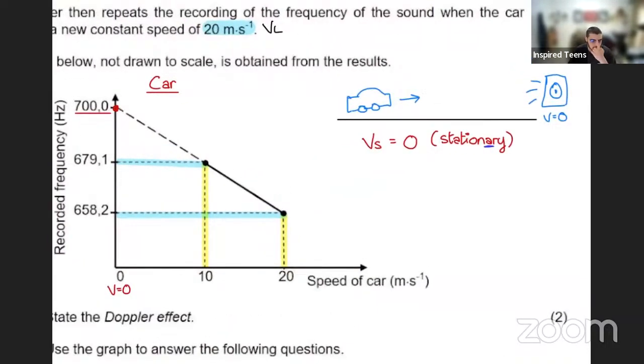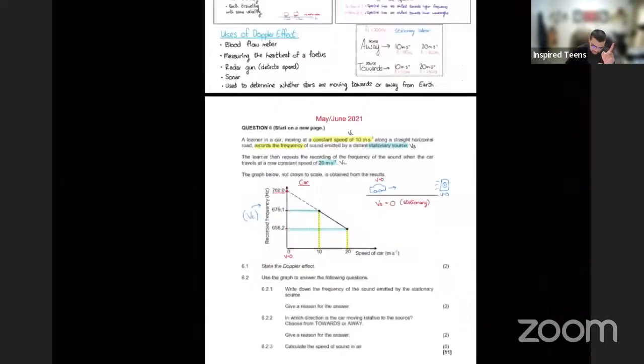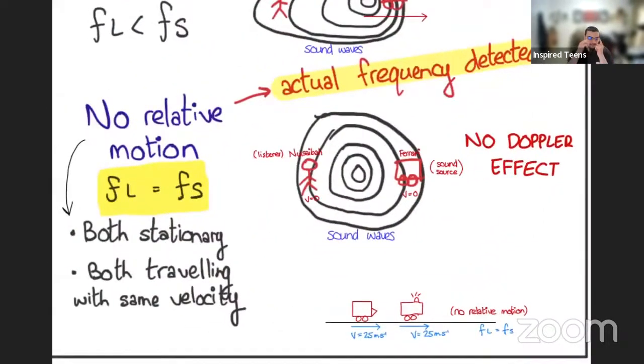Velocity of the source is 0 at that point. Okay, at some point. So before it started moving, initially. So now let's just put it in terms of this diagram. When the velocity of the car is 0, and the velocity of the source is 0, this is a very specific case. This case here. Both are stationary. That means that the frequency of the listener is equal to the frequency of the source. The actual frequency is detected.